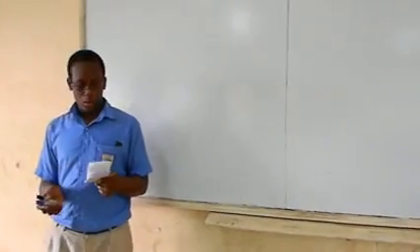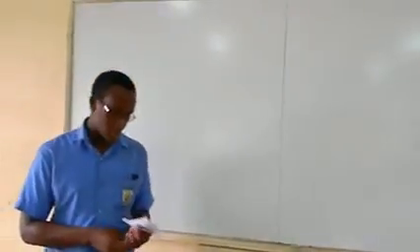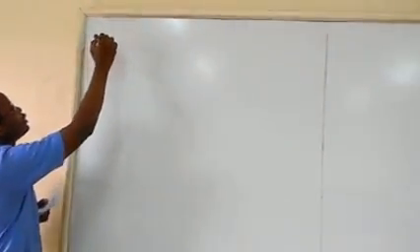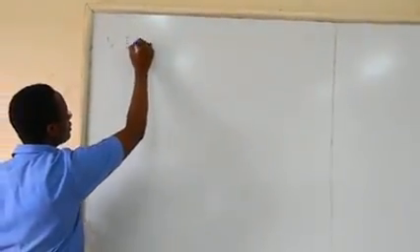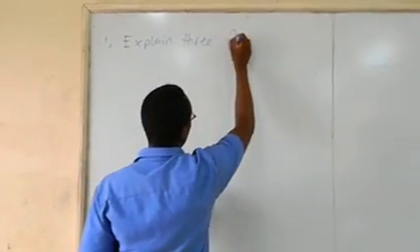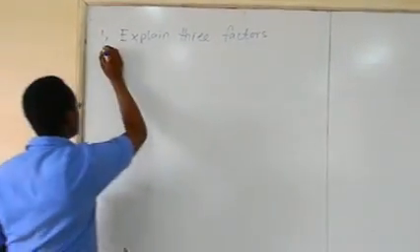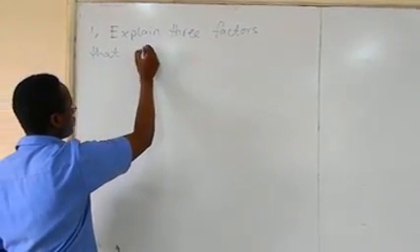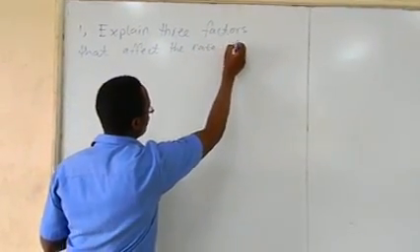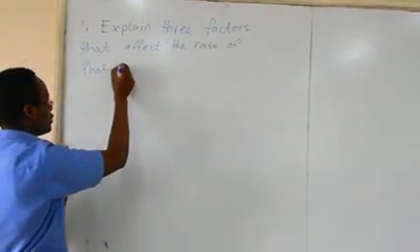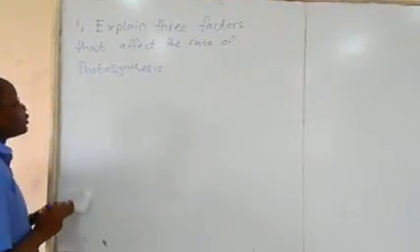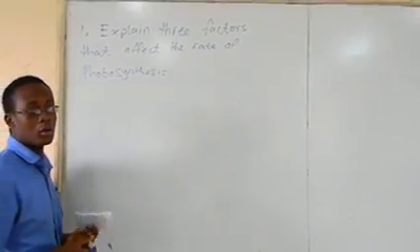Okay, you can start. Okay, so ISM question of the day. The first question says you should explain 3 factors that affect the rate of photosynthesis. Okay, you finish with that one. Explain that one, then you go to the next one.